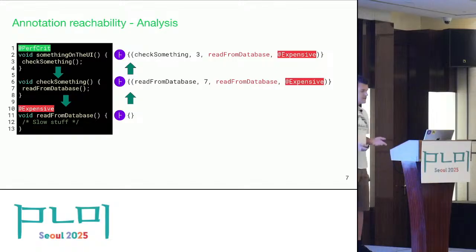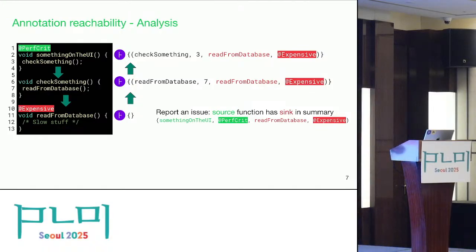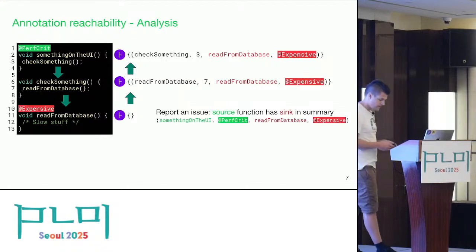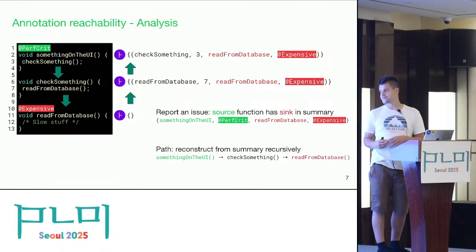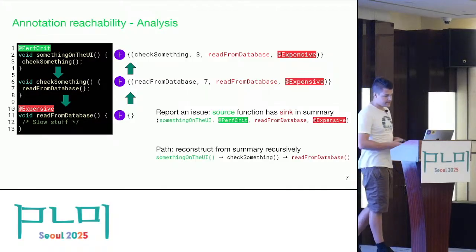And finally, what we see is we have a function, something on the UI, which is marked as a source, performance critical, but its summary says that it calls something which is expensive. So this is something that we would report as an issue. And we can also reconstruct the path by traversing these summaries in the other direction.